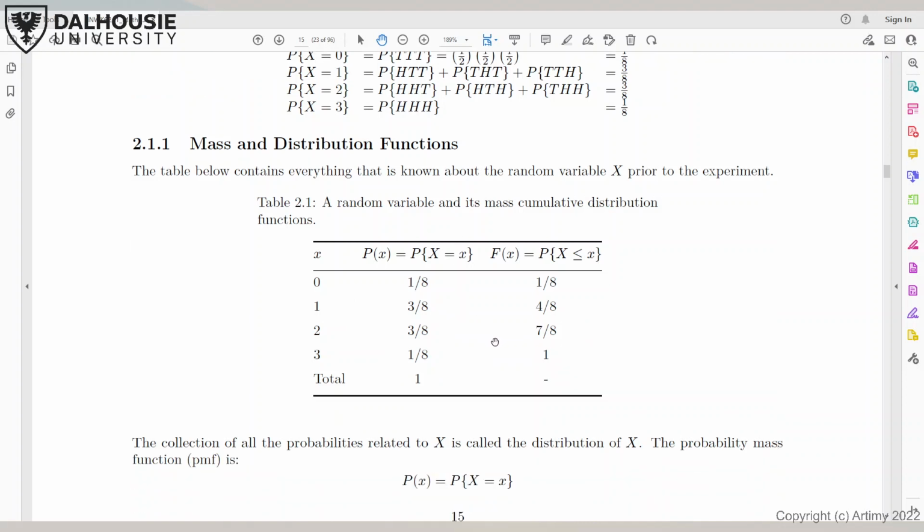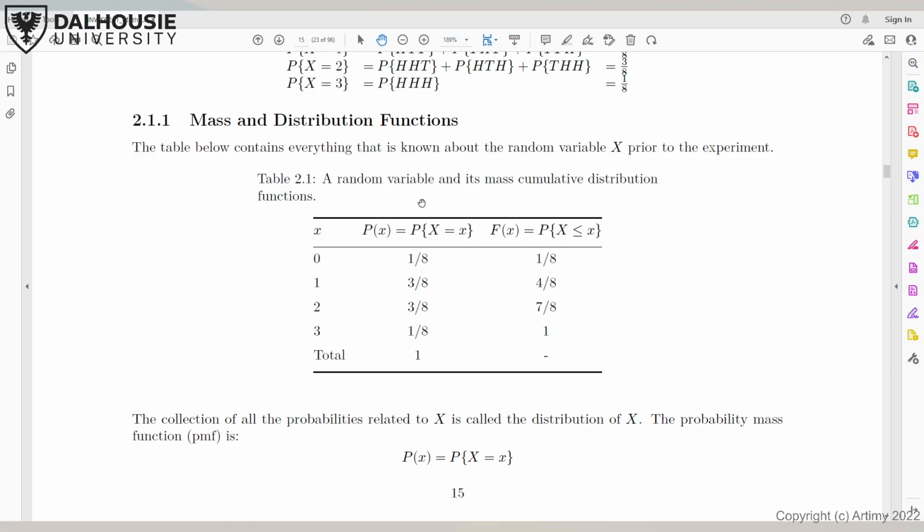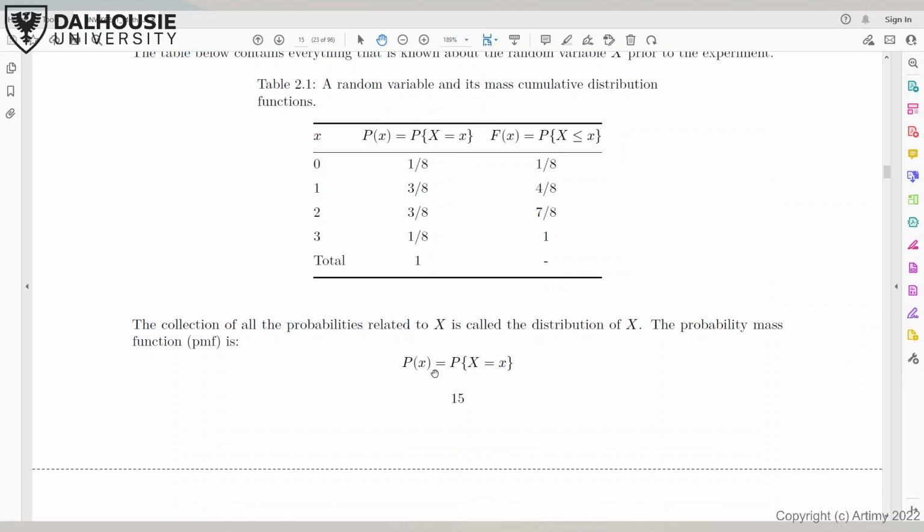For a mass function, if I add all the results, I'll end up with 1. So 1/8 plus 3 is 4/8, plus 3 is 7, plus 1 is 8 over 8, which is 1. Right?